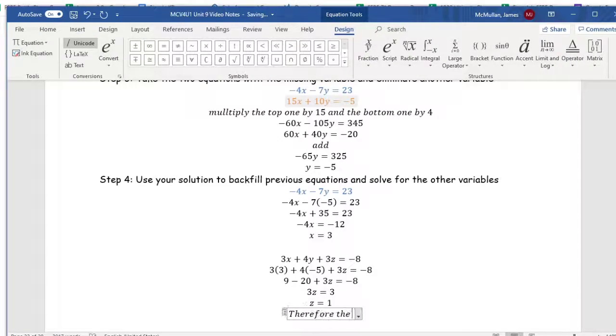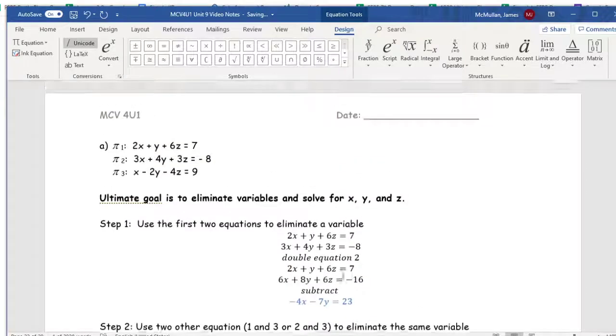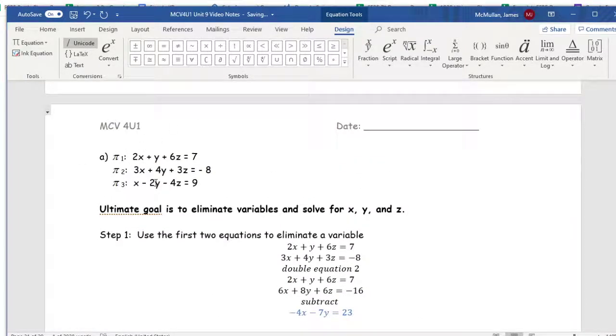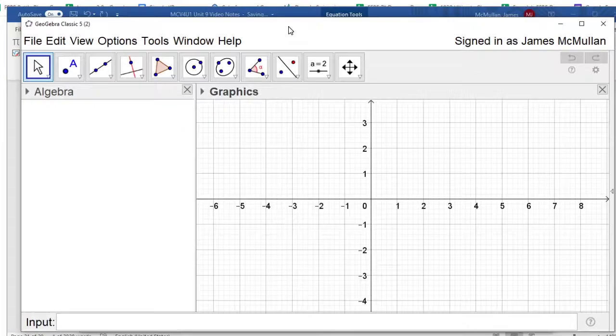So therefore, the three planes intersect at a single point, and that point was 3, negative 5, 1. If we go back and take 3, negative 5, 1, it should work in all three of these equations. Again, let's use the benefit of technology to help us check our work.